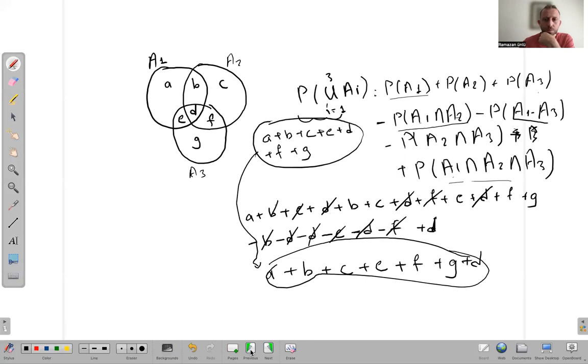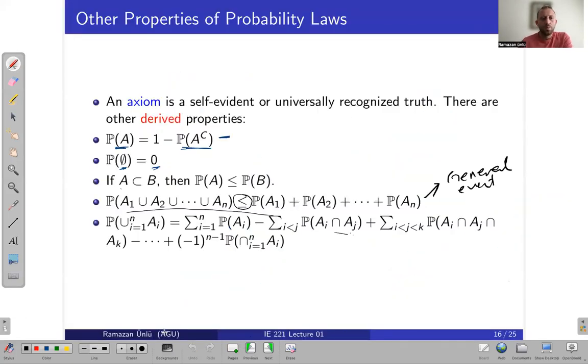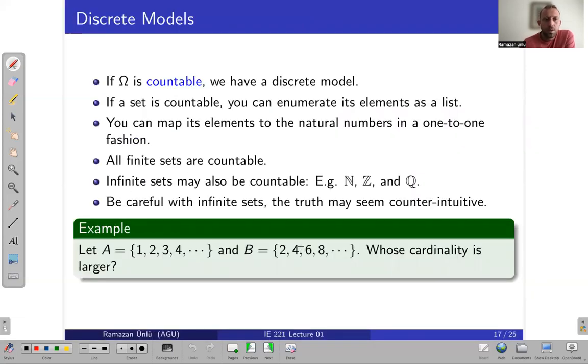Okay, please redo these things by yourself to understand better and to make it more concrete. Also, you are not limited to only these properties. You can extend your knowledge, or you can derive some other properties to use in probability models. So let's continue.